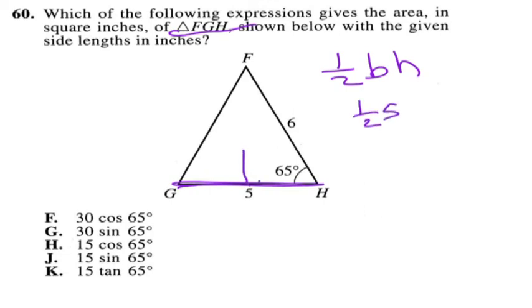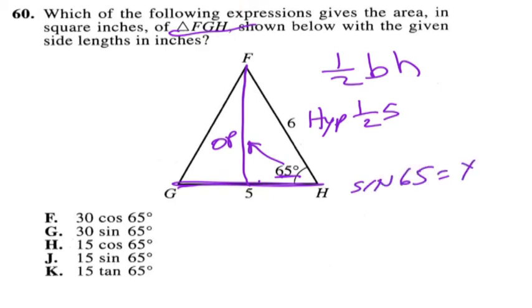Now I need the height, and they don't really give me a way to get that easy unless I notice that I have an angle here, and across from that angle is equal to my opposite. And this is my hypotenuse. And if I'm using the sine function, I would say that the sine of 65 is equal to x, which is my opposite, over 6. So x would have to equal 6 sine 65.